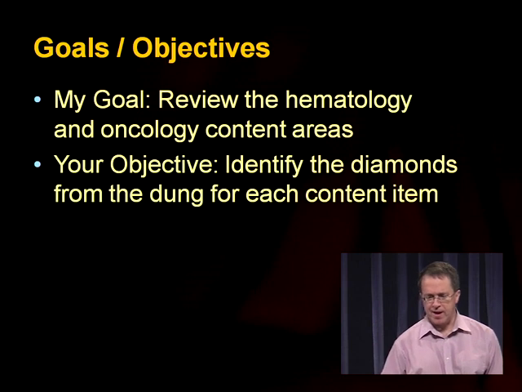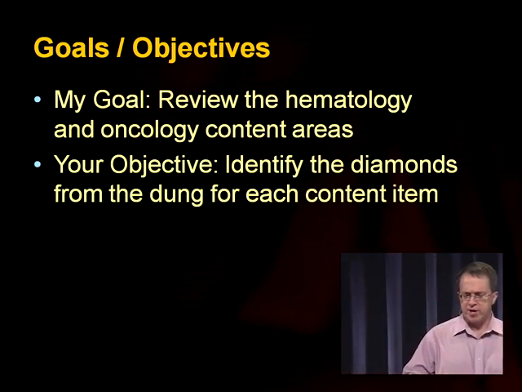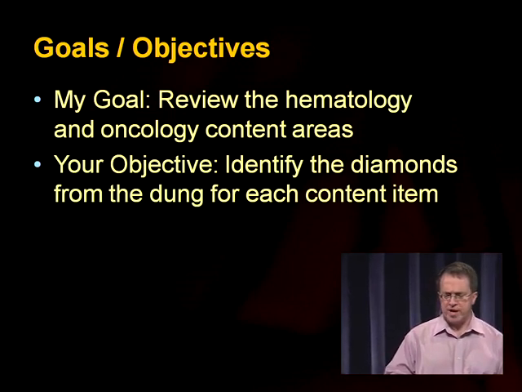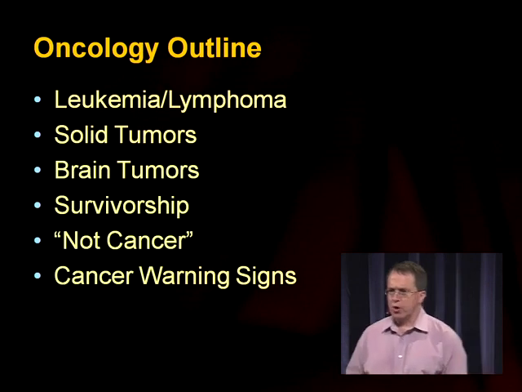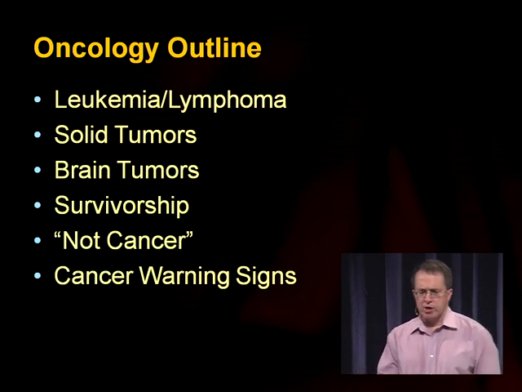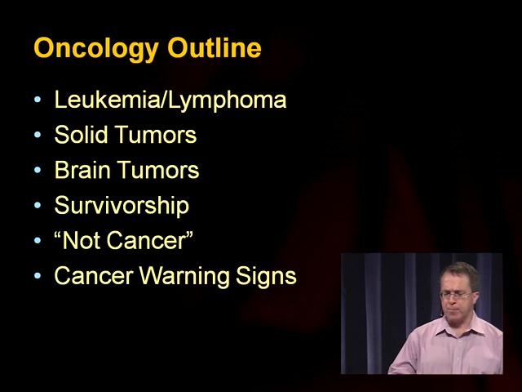Okay? All right. So, my goal today is to review the hematology and oncology content areas. We'll do oncology first and help you identify the diamonds and the dung from each content item. So the oncology outline is going to follow leukemia and lymphoma, the liquid tumors, the solid non-brain tumors, a very little bit about brain tumors, some things on survivorship, a couple of comments on not cancer, and then very briefly a comment or two on cancer warning signs.